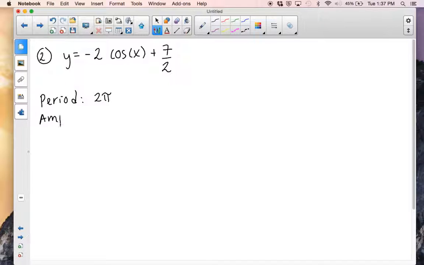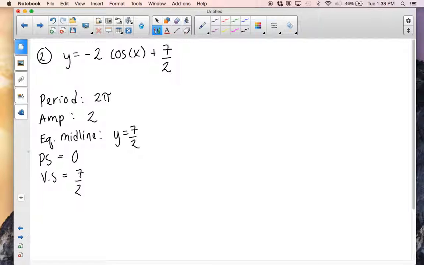Amplitude is the absolute value of that number out front, so it's positive 2. Remember, amplitude's always positive. Equation of midline is going to be y equals 7 halves. Phase shift, there is no phase shift, and vertical shift is 7 halves.